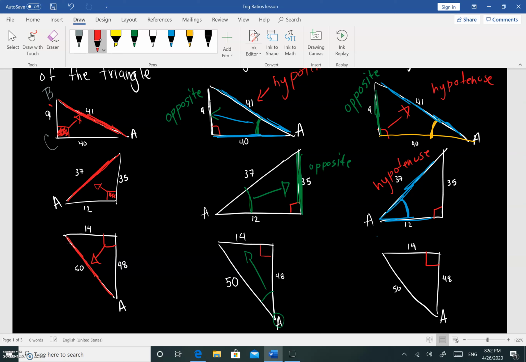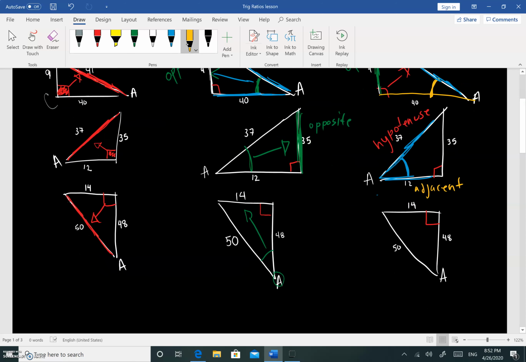So my adjacent is going to be 12. So if someone were to ask you what is the side adjacent to angle A, that will be 12. And let's go over our last example. Try to do it by yourself. So what is the adjacent of angle A? This is going to be my angle A. Which one is the adjacent side?